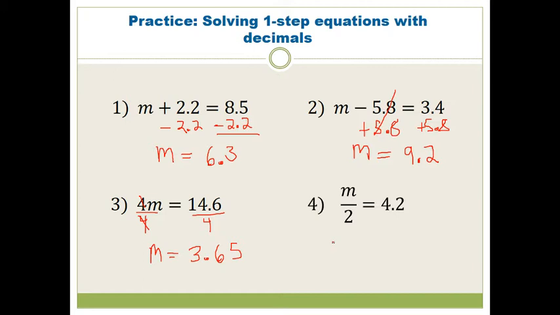All right, so the last one. M divided by 2 is equal to 4.2. So what number can I divide by 2 to get 4.2? All right, so what's being done to the variable? Well, it's being divided by 2. So I need to do the opposite of divide, which is to multiply. So we're going to multiply this side by 2. I'm going to multiply the right-hand side by 2. This cancels, and we get that m is equal to 4.2 times 2, which is 8.4.